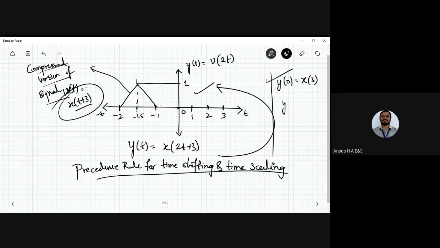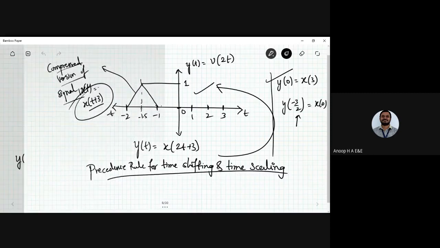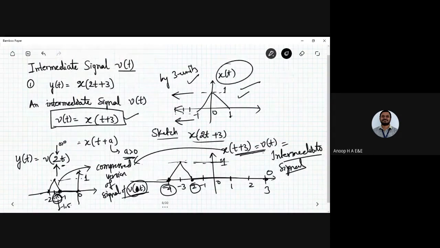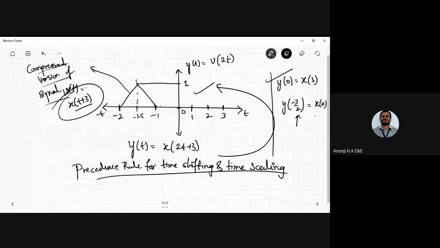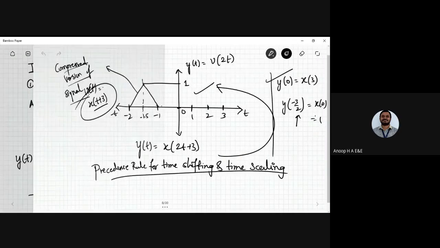Next, you can have minus 3 by 2, I just told you right now. Once you have y of minus 3 by 2, that would be equal to x of 0. What is the value of x of 0 there? This is the signal x of t, and x of 0 will have the value 1 there. So you can apply it from the original signal.